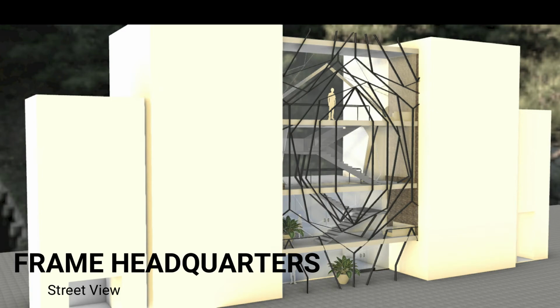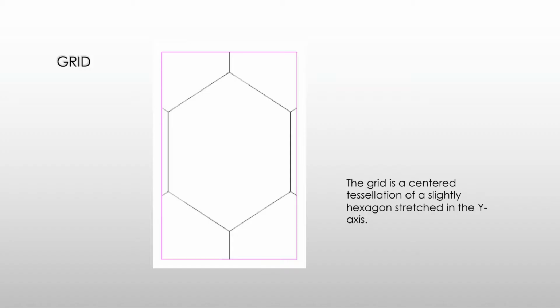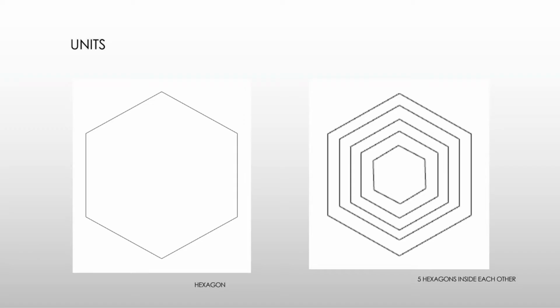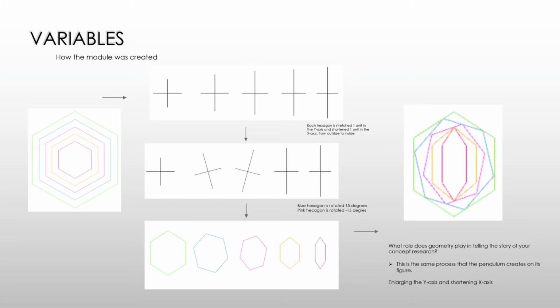The geometric system that I follow to design the facade starts with a grid. That is a tessellation of hexagons. These units are the ones to be assembled inside the grid. The figure is a diagrammatical representation of the pendulum pattern, made with 5 hexagons inside of each other.